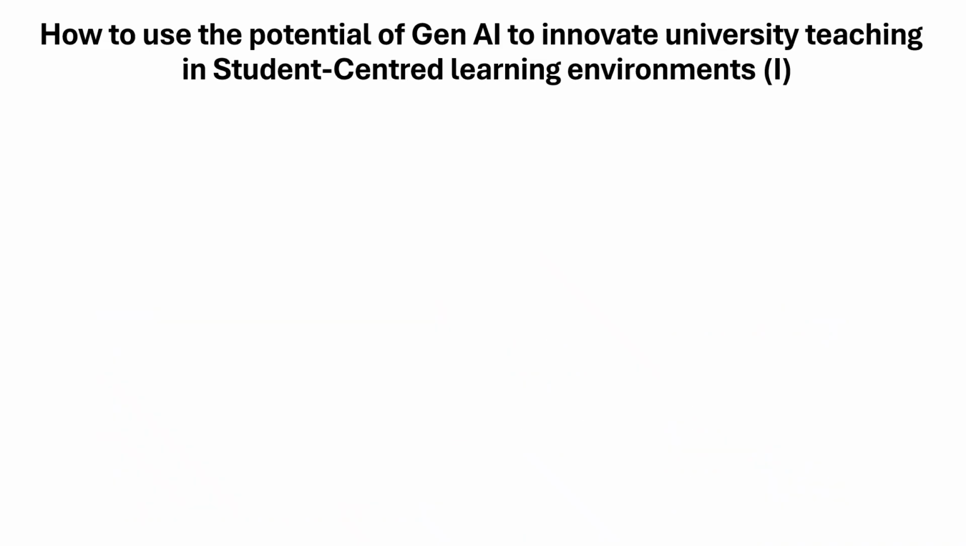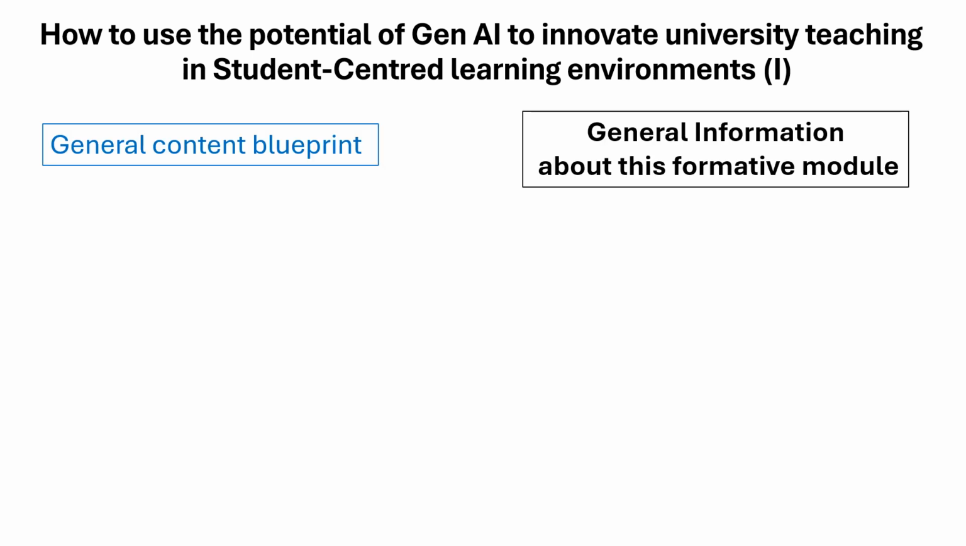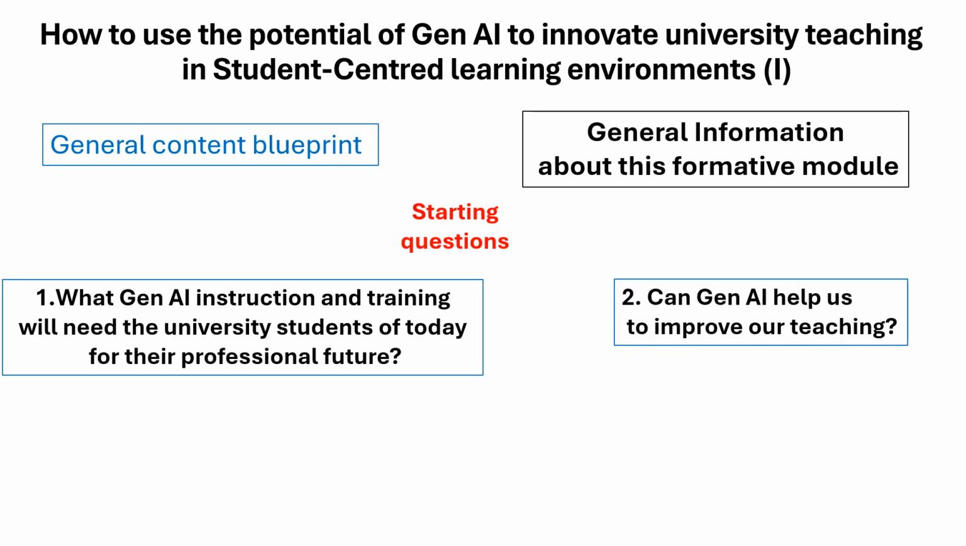This course starts with a general blueprint presentation and another, a second one, that also presents the general information about the course. The course wants to answer two questions. First, what Gen AI instruction and training will the university students of today need for their professional future? And second, can Gen AI help us, the teachers, to improve our teaching?